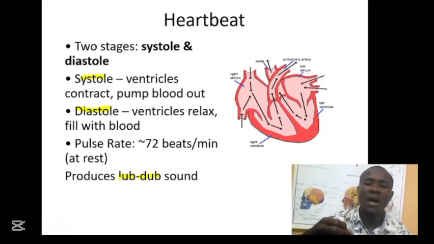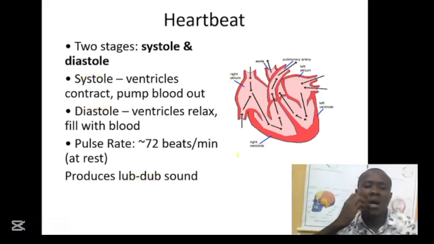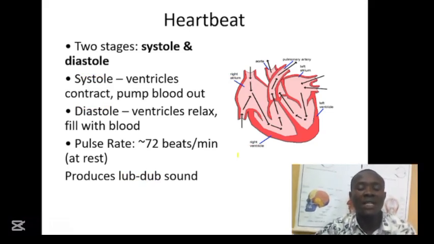We have the lub and the dub, lub, dub, lub, dub, based on the valves that are closing. Now, in some cases, you will hear a hissing sound like s. After the lub, you have a sound like s. That tells you that there is a problem with the valve. At rest, the heart will beat about 72 times per minute. But when you are exercising, the heart rate can increase more than that.